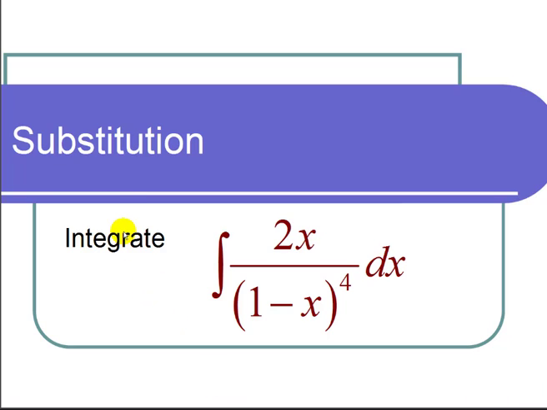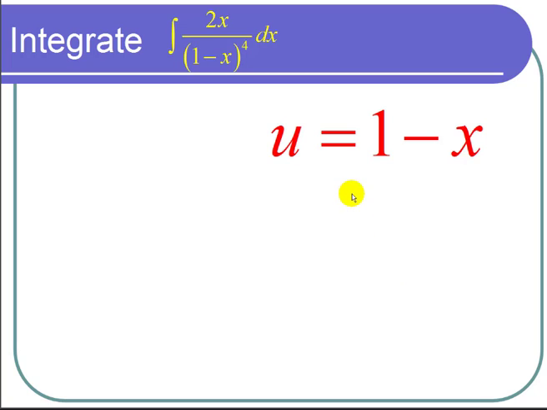This is a video on more complicated u substitutions. The question is to integrate 2x divided by 1 minus x to the fourth power dx. And we'll use u substitution.